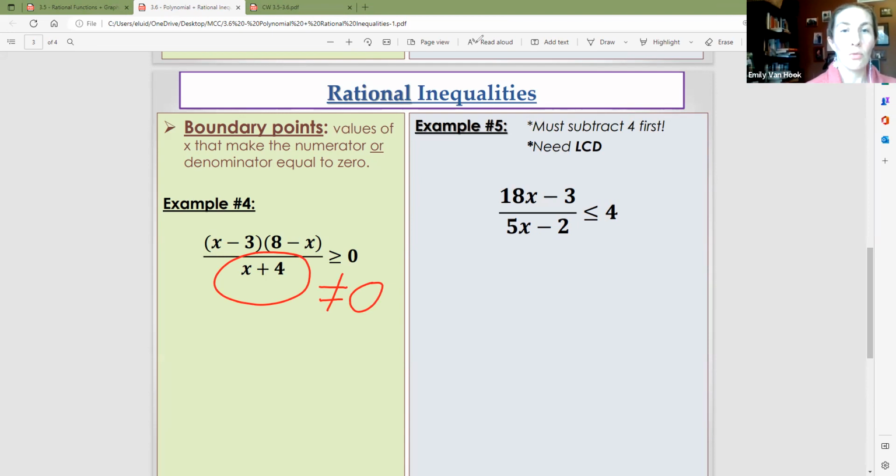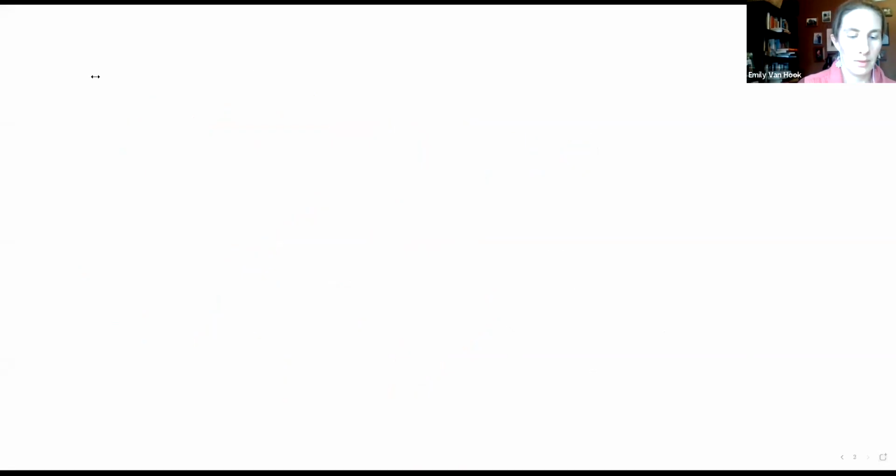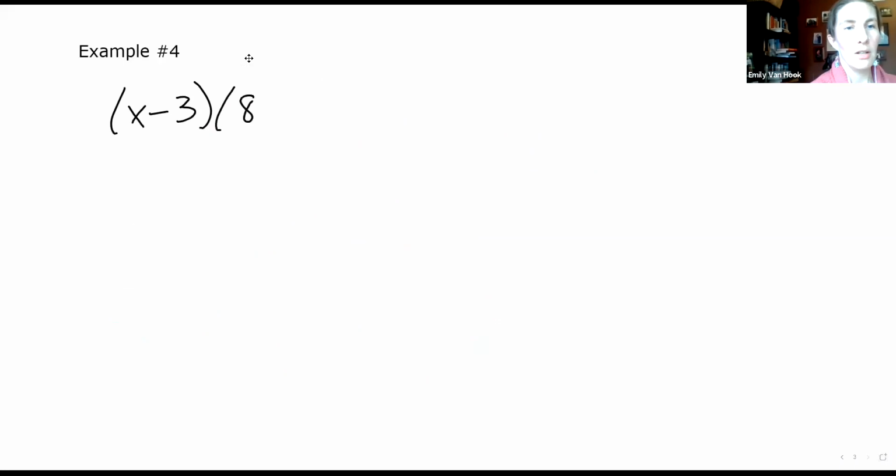I think I need a little more space to write clearly on the screen. So what I'm about to do is rewrite example 4 on a blank whiteboard screen. It's the same one that's on your notes. I'm just using my space a little better here. So it's a fraction, (x minus 3) times (8 minus x) over (x plus 4) is greater than or equal to 0.